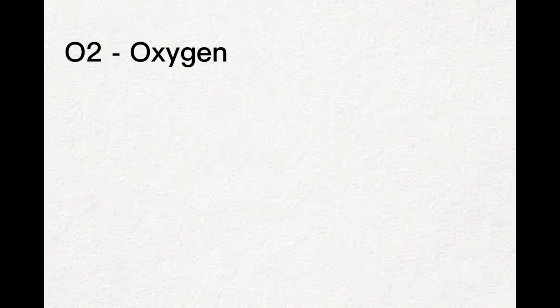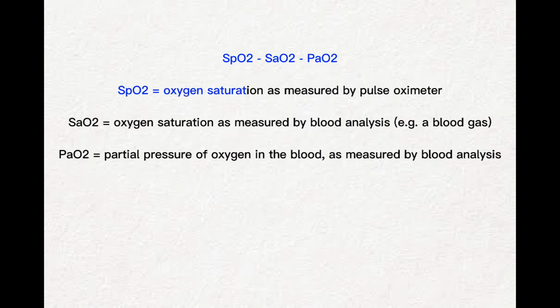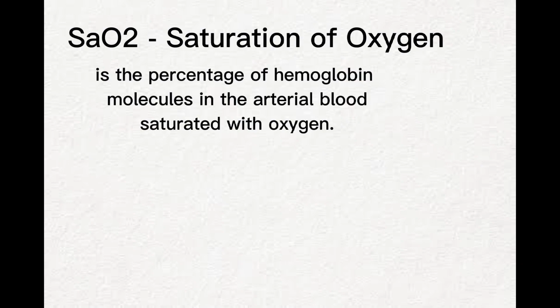So let's get started. Oxygen, O2, stands for oxygen. This is what our body actually needs whenever we're breathing air, and it can be measured using a variety of methods, which include our SpO2 method, which is measured by the pulse oximeter device, or using our SaO2 method and PaO2 method. These two methods are measured using our blood gas machine, called the blood gas analysis method.